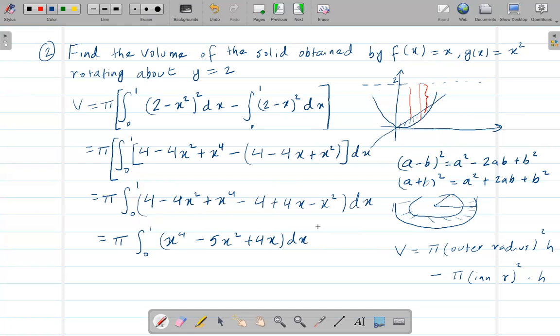Now I think you guys can integrate this, right? Let me just skip that. You guys can do it. This is not a quiz problem. Do this missing part yourself. Do the integration part. It will be a practice for you. So the final answer you'll be getting is 8 pi over 15.